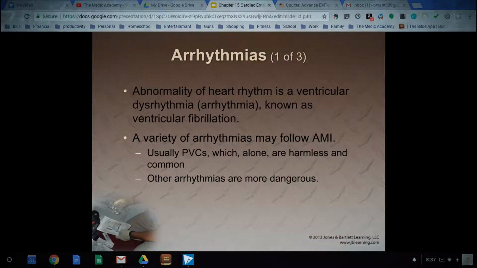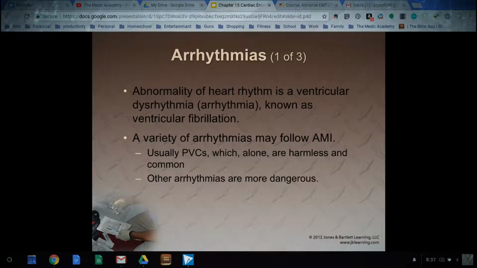And as I said before, arrhythmias are a big deal with the AMI. Most AMI deaths occur due to arrhythmias, and this is an abnormality of the heart rhythm. A lot of times they'll go into what's known as ventricular fibrillation. We'll learn a little bit more about heart rhythms here shortly.